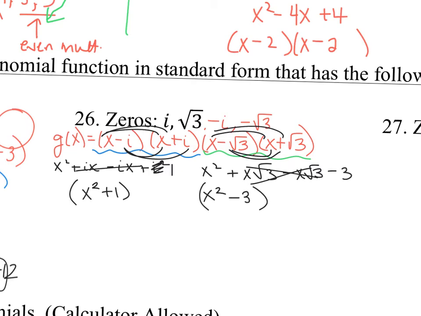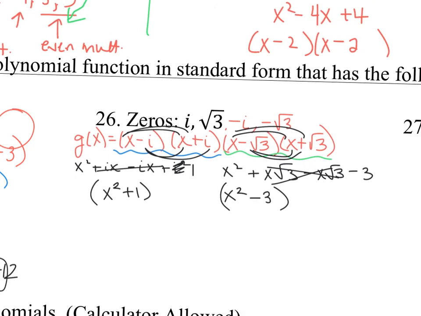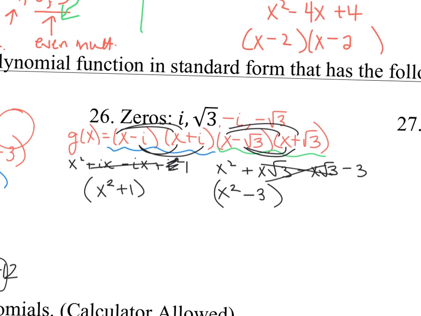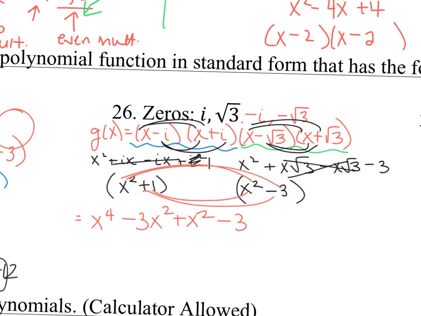So now I just have to FOIL these two. So x squared times x squared is x to the 4th. X squared times negative 3 is negative 3x squared. 1 times x squared is x squared. 1 times negative 3 is negative 3. And there's nothing else I can do, so I just have to give it a name. So we'll name it, how about g of x?